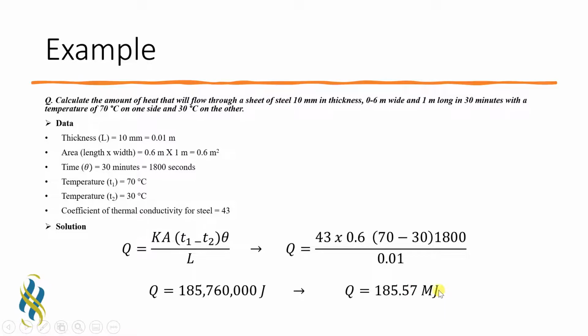So the amount of heat transfer from the sheet of steel in 30 minutes, with a temperature of 70 degrees Celsius outside and 30 degrees Celsius on inside and an area of 0.6 meter square, will give you the amount of 185.57 megajoules that is transferred from one side to another side.